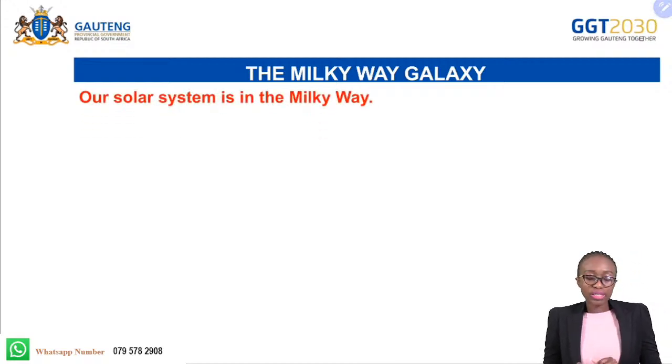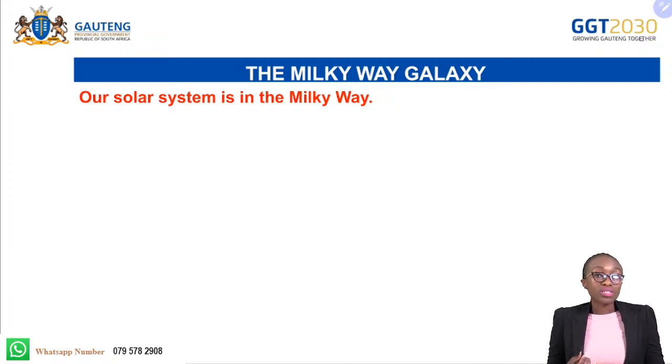Our solar system is in the Milky Way galaxy. This is where you find our sun and the 8 planets of our solar system. Do you remember the 8 planets? We have Mercury, Venus, Earth, Mars, Jupiter, Saturn, Uranus, and Neptune. Those are the planets found in our solar system, which is located in the Milky Way galaxy.